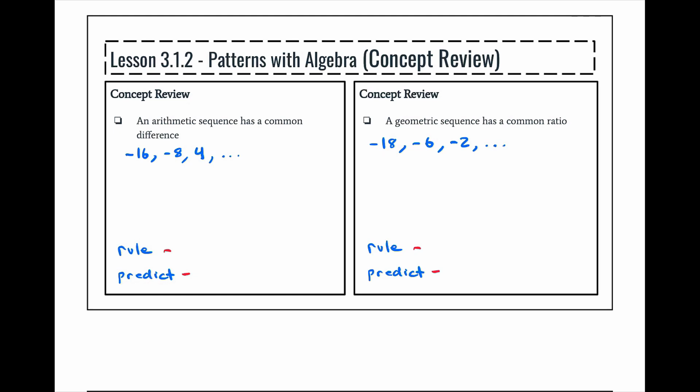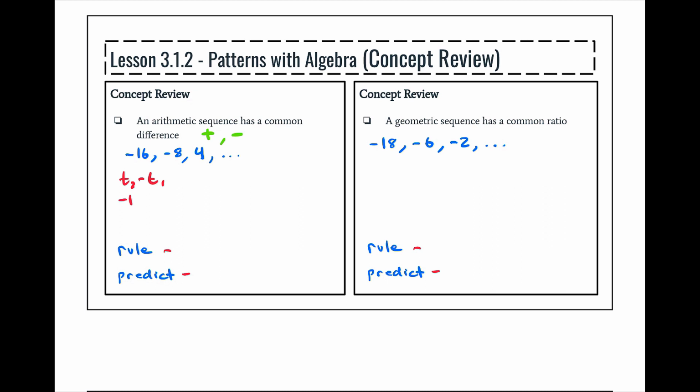This is lesson 3.1.2, and we're going to begin with a quick review of the last lesson where we were looking at arithmetic and geometric sequences. So the sequence and pattern on the left is an arithmetic sequence. That means it has a common difference, which means we're going to either be adding or subtracting another number to the previous number. So to determine the common difference, we're going to take term 2 and subtract term 1.